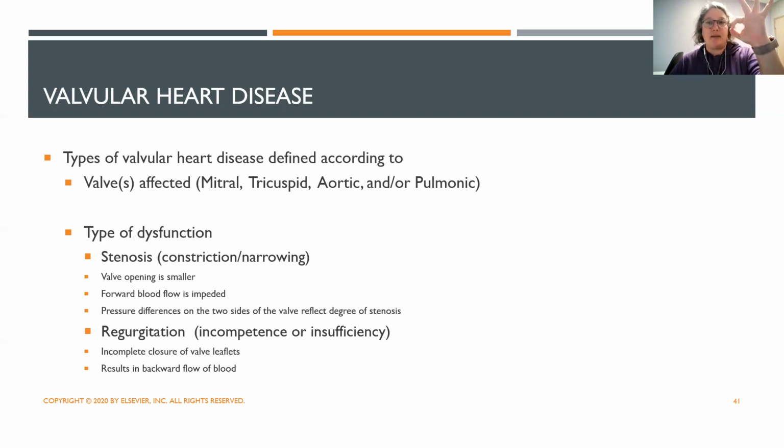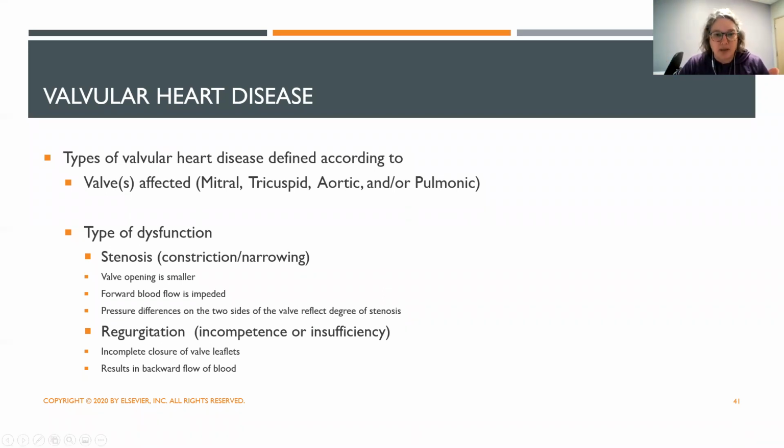Stenosis is, instead of having a nice big wide opening, you have a smaller, constricted, more narrow opening. And that impedes the flow of blood going forward. And then you'll have pressure differences on both sides of that valve. Regurgitation is when that valve closes, it doesn't close all the way. Instead of closing all the way and being tight shut, it just doesn't quite get there. And so because of that, the flow goes back and forth through that valvular opening rather than the valve closed, so there's no other way to go than forward.